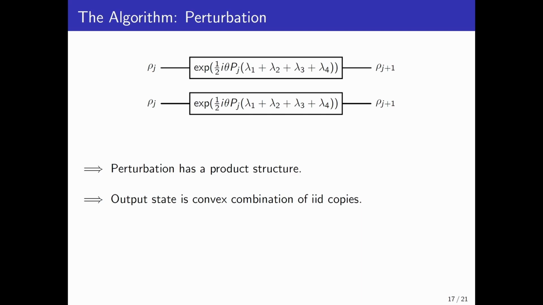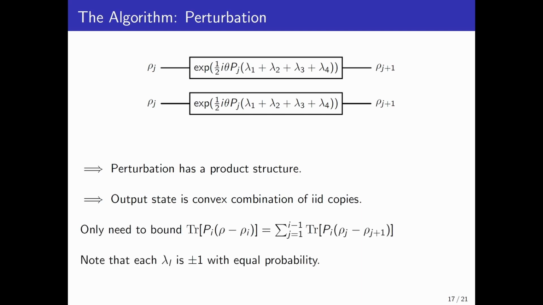With this, remember that our goal was to bound the perturbation in expectation values. At the beginning of round i, the state is rho i, so what we really need to do is bound the quantity trace pi times rho minus rho i. We can write this quantity as a telescoping sum of perturbations accumulated in all the rounds before i. Note that we are trying to bound the perturbations with high probability, and the only source of randomness in this argument is the choice of input states of the ancilla qubits. This randomness is equivalent to choosing each lambda L as plus or minus 1 with equal probability.